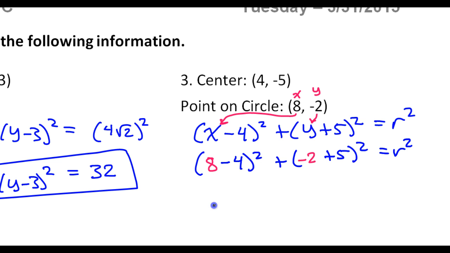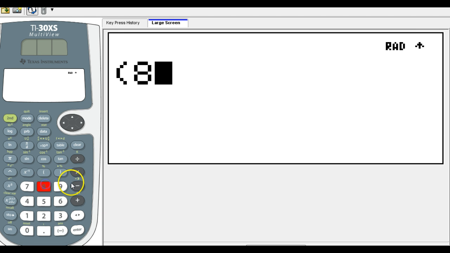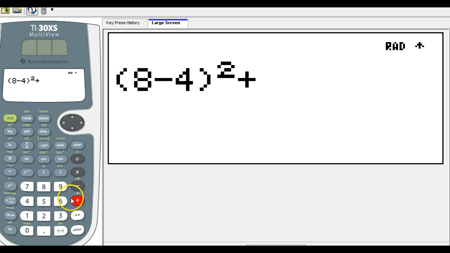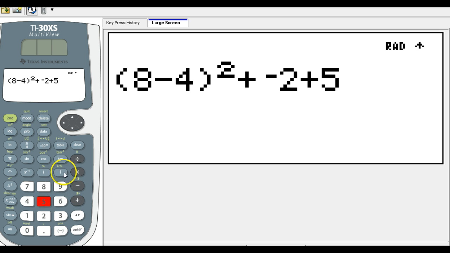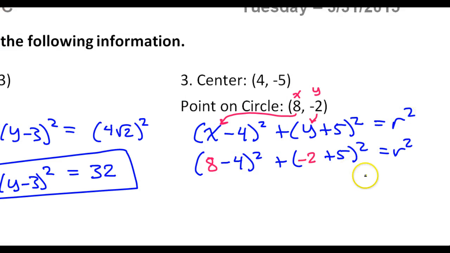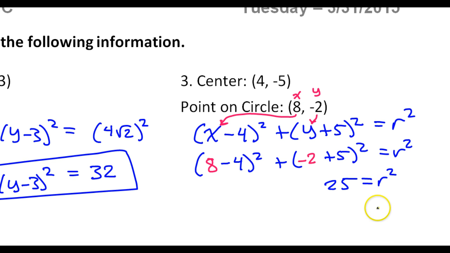I could do this piece by piece, or I could put it in my calculator. Whatever is easiest for you. Negative 2 plus 5 squared, so I've got negative 2 plus 5. Whoa, I forgot a parentheses, didn't I? Okay, that's 25. So 25 is the radius squared.